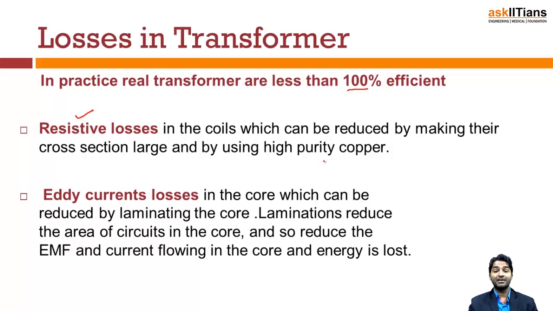So if we use better conduction, the rate of conduction will be good, but it still would not be 100% efficient. Now, the second cause is eddy currents in the core. Eddy current is always present in the core because it contains a hard metallic part, which can be reduced by laminating the core. Laminations reduce the area of the circuits in the core, and so reduce the EMF and current flowing in the core, and energy is lost.